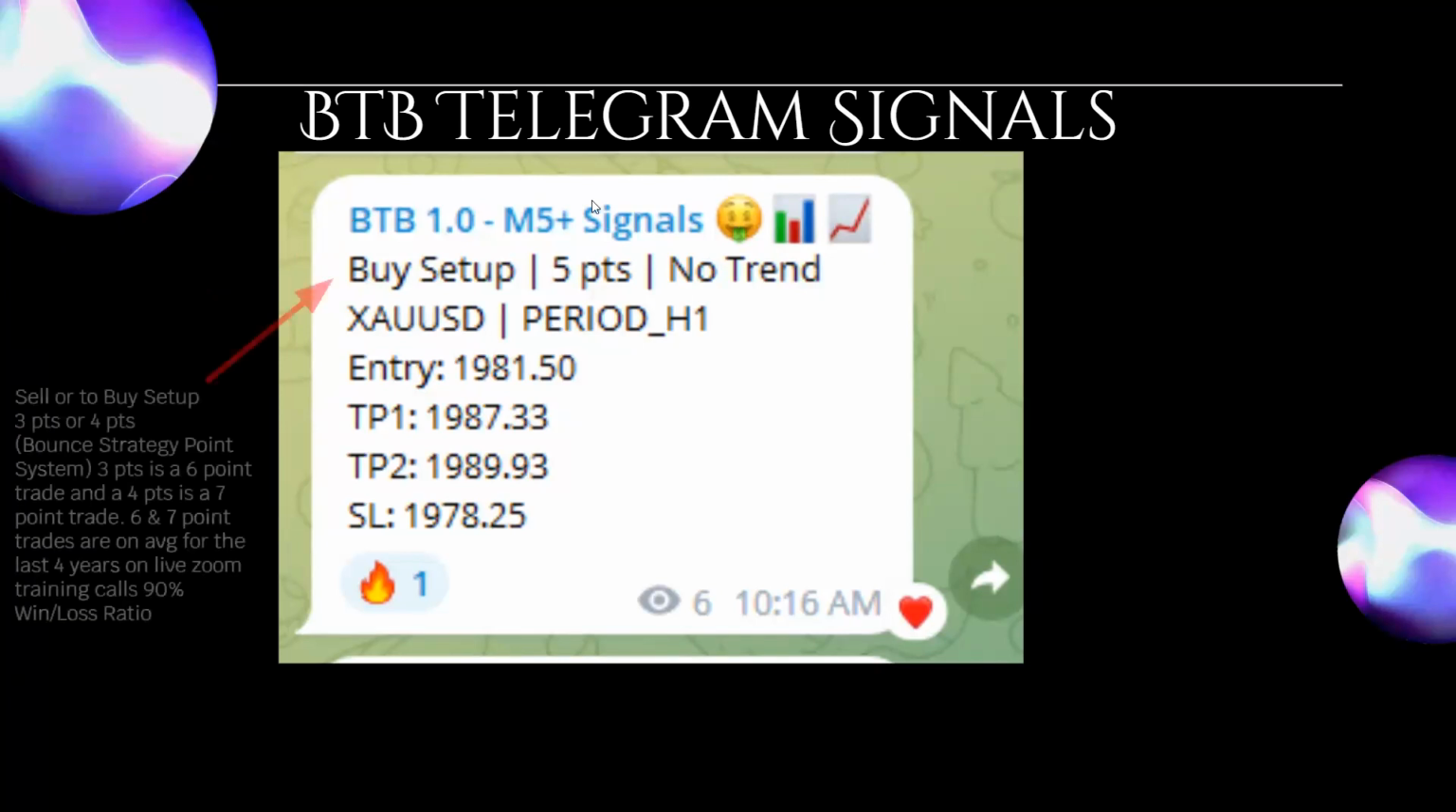Let's go to the next part. The next part is it a buy or a sell? Well, you need to know if you're buying or selling the trade. Here it is right here.